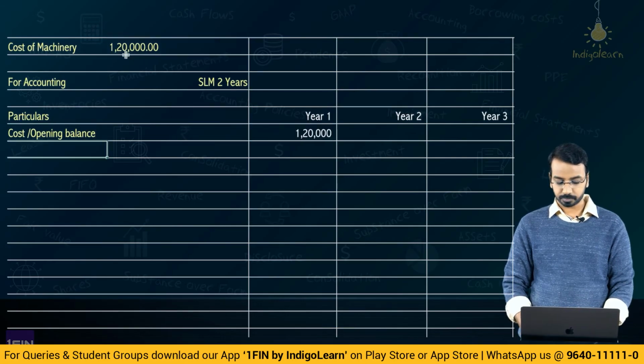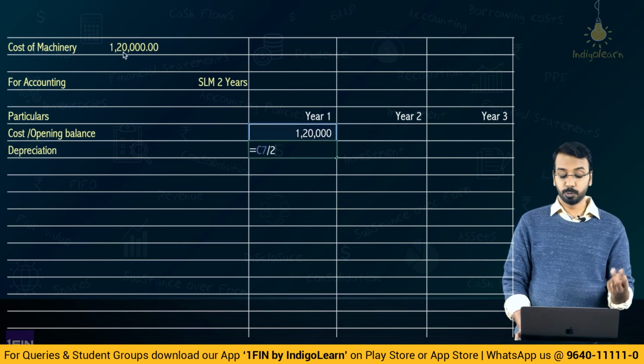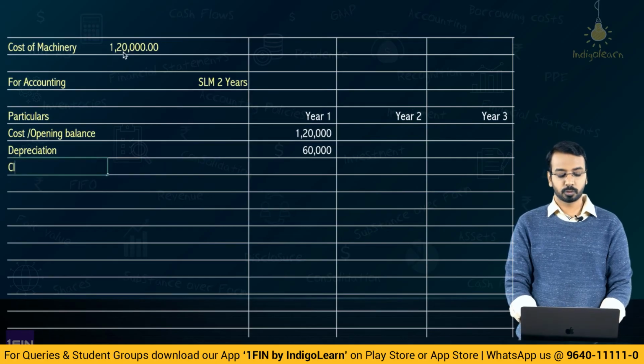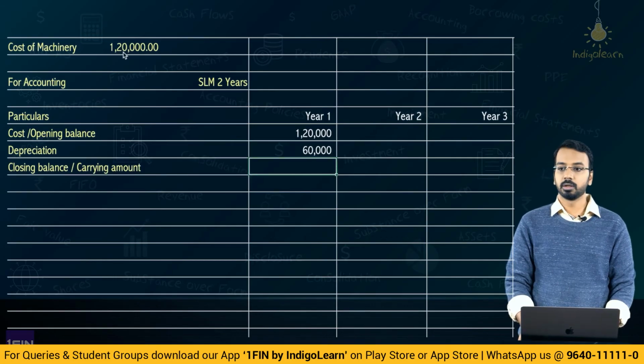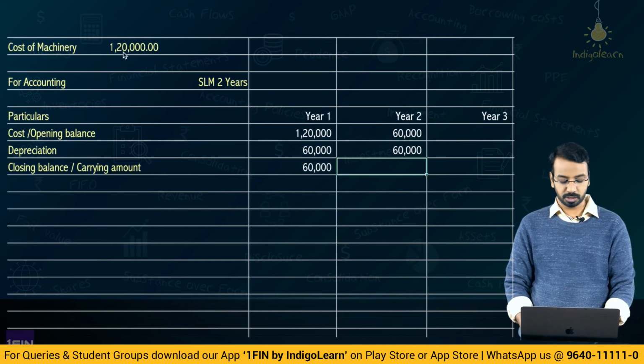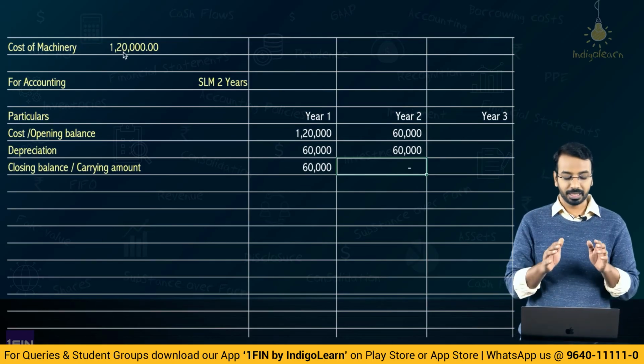So, in year 1, we have cost or the opening balance of 1,20,000. And on this, depreciation, divided by 2 because it's for 2 years, 60,000. So, closing balance or your carrying amount is 1,20,000 minus 60,000, 60,000. And in the second year, 60,000 is the opening balance, depreciation of 60,000, closing balance of 0. Okay, this is one.